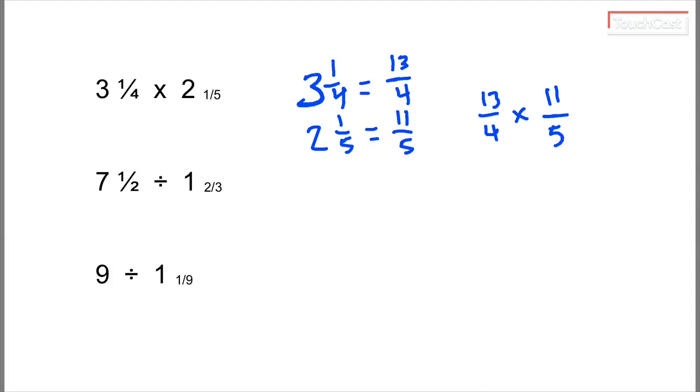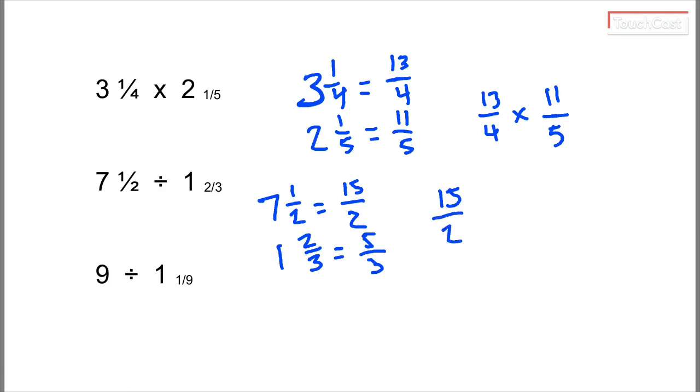The next example, 7 and 1/2 becomes 15 over 2. 1 2/3 becomes 5 over 3. This problem we're dividing 15 over 2 divided by 5 over 3, which means that we have to flip the second fraction and multiply 15 over 2 times 3 over 5.